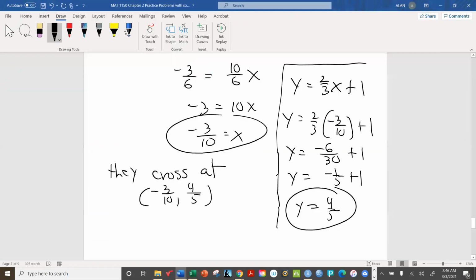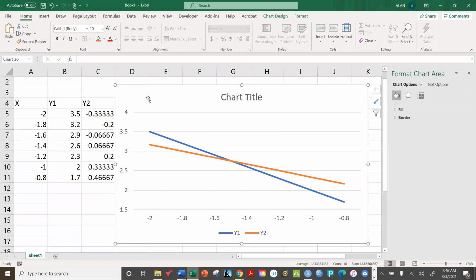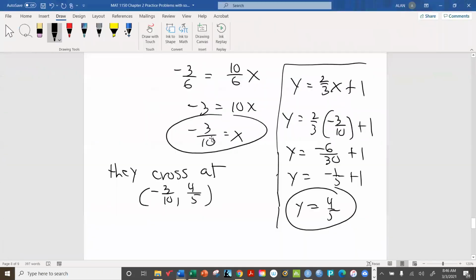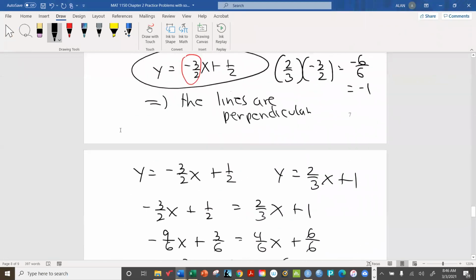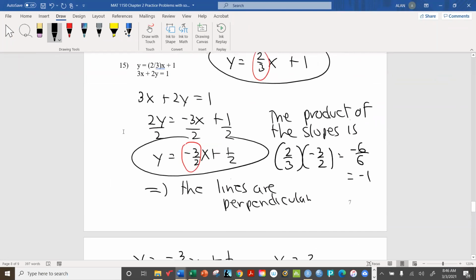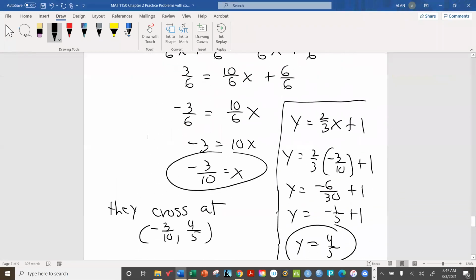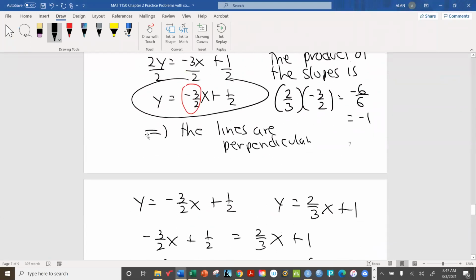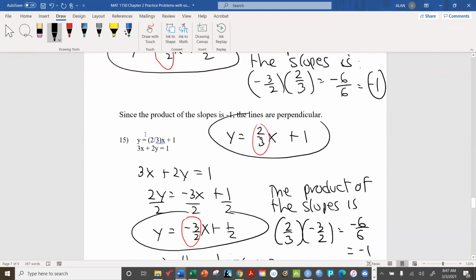I'll tell you what, I don't want to waste your time with this. The graphing in Excel is just not very good. So I'll try to sit down and draw one that really looks right. But you can find where they cross by setting them equal to each other, and then you'll know the exact location. But the only way you can tell that they're perpendicular is to look at their slopes.